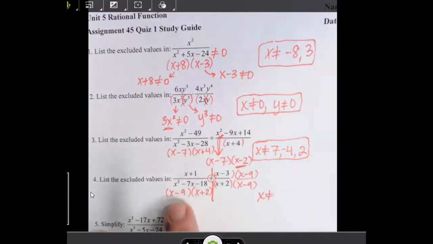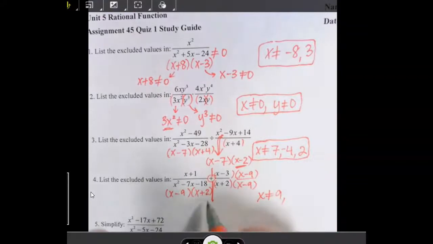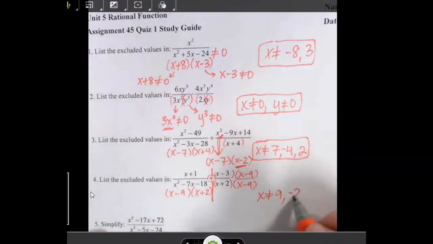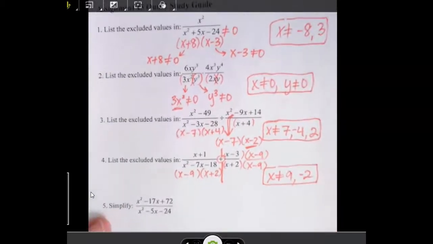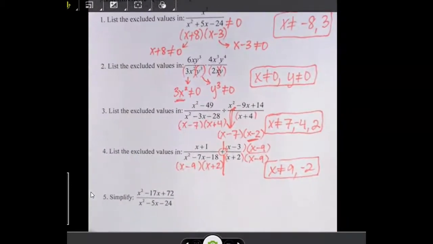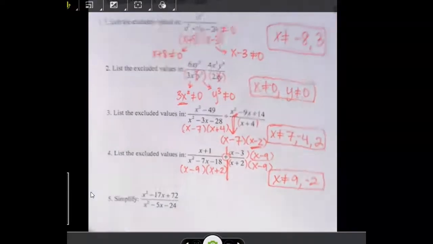X cannot be positive 9 because of this factor, and x cannot be negative 2 from the other factor. So that's it for excluded values. You are only concerned about values that make the denominator equal 0.